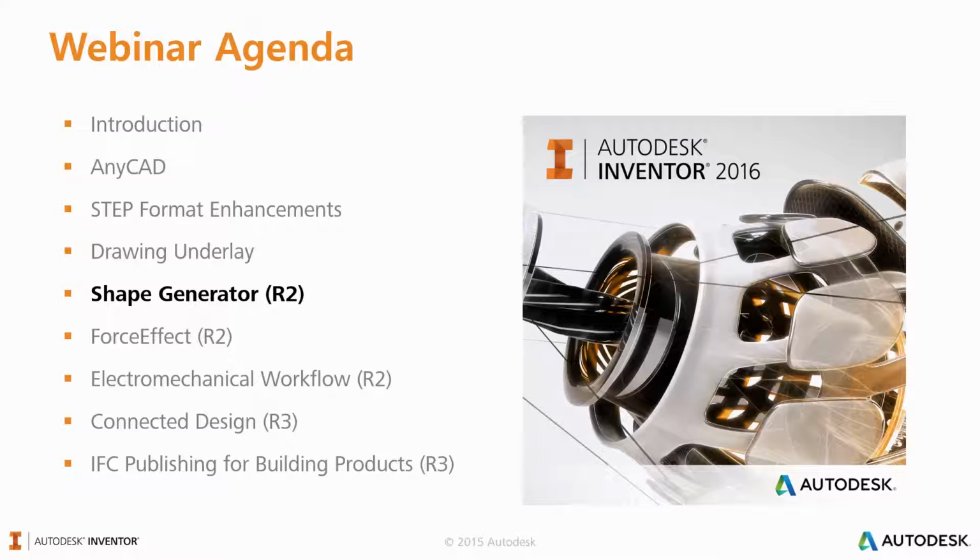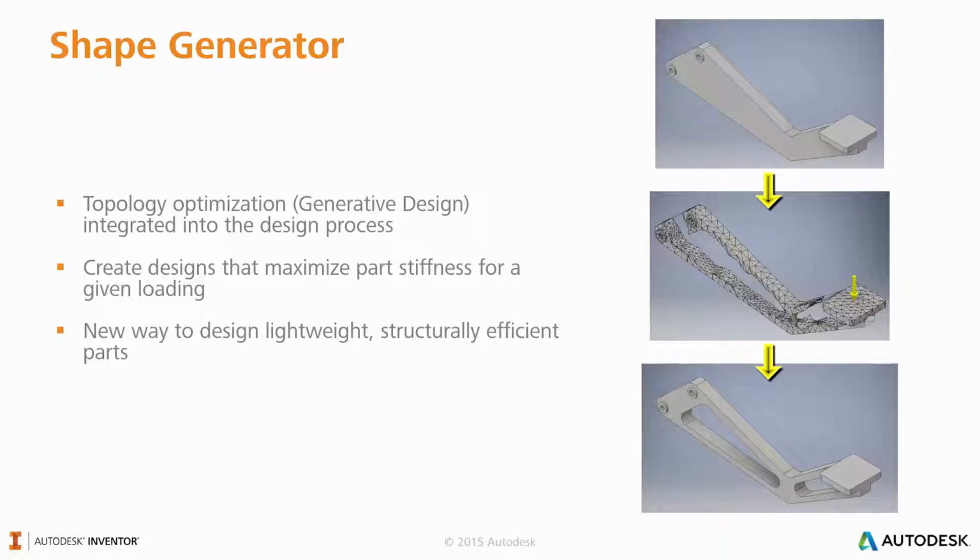Okay, so let's have a look at Shape Generator, which was part of the R2 release that came out partway through last year. Shape Generator is a new way of designing and analyzing your parts. It's part of what is often referred to as topology optimization, or more generally known as generative design. It's a different way of analyzing your structures, where the software can give you some guidance on areas of your parts that material may not be required.